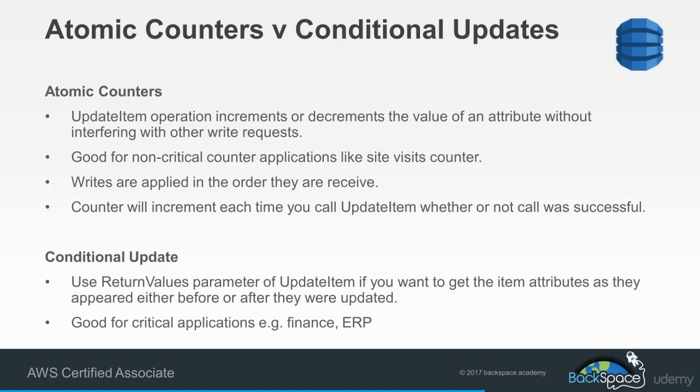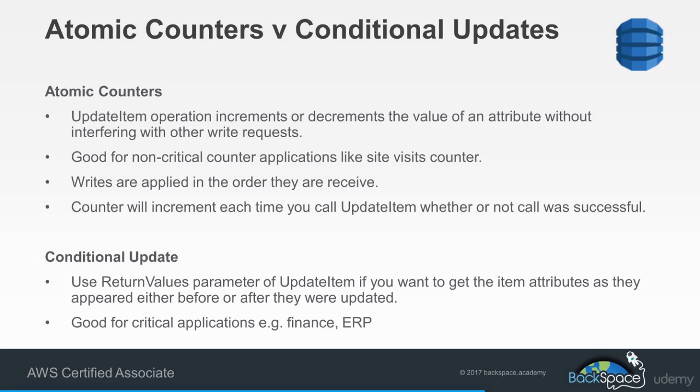Another thing is that we can look at how we update our data. We have two ways of doing that. We've got atomic counters. What they are is very good for non-critical counter applications. So if you had a site visits counter, a hit counter on your website, it doesn't matter if that's out by 1 or 2 or whatever. It's really just there to start collecting the thousands.